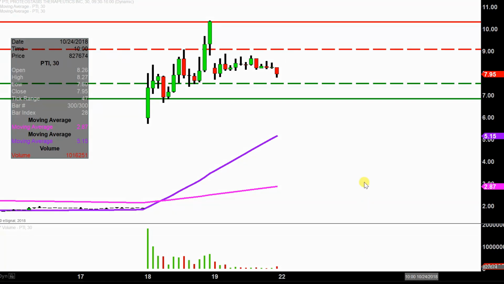So again, there is kind of a channel within a channel. And this tighter channel here goes from 9 down to 7.60. So keep an eye on that. That would be the first channel pattern that has taken place.